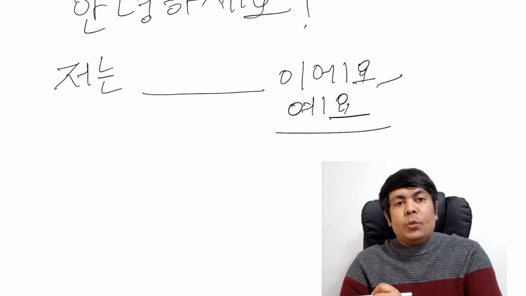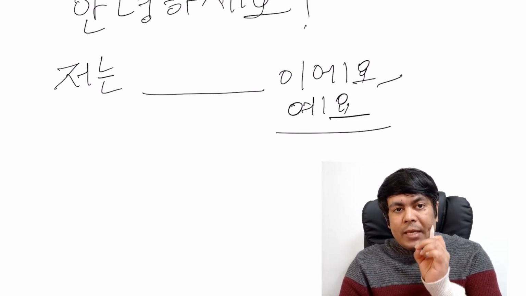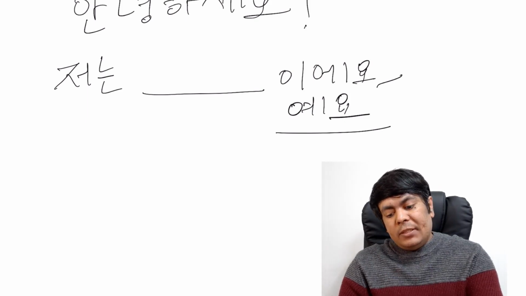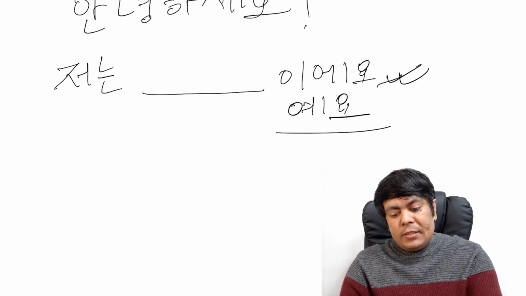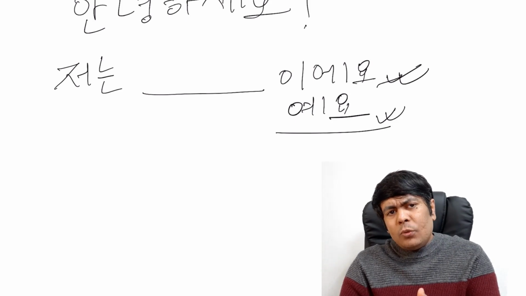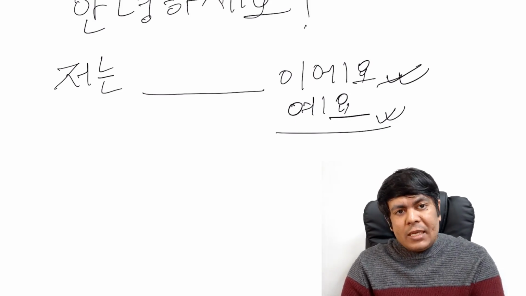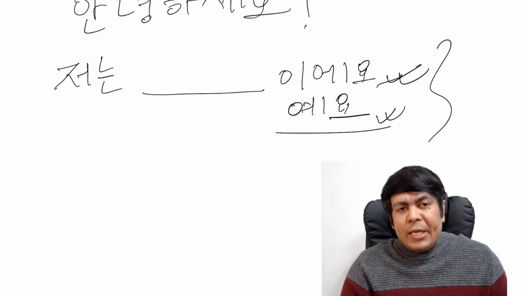Which one will be used depends on how your name is written. If the last character in the name has a Pachim, then we will use 이에요. Pachim means the final consonant. If the last character ends with a consonant, then it is 이에요. Otherwise, we will use 예요. So if you don't know Hangul, you won't be able to understand this. In that case, you can just try to imitate the sound yeyo.